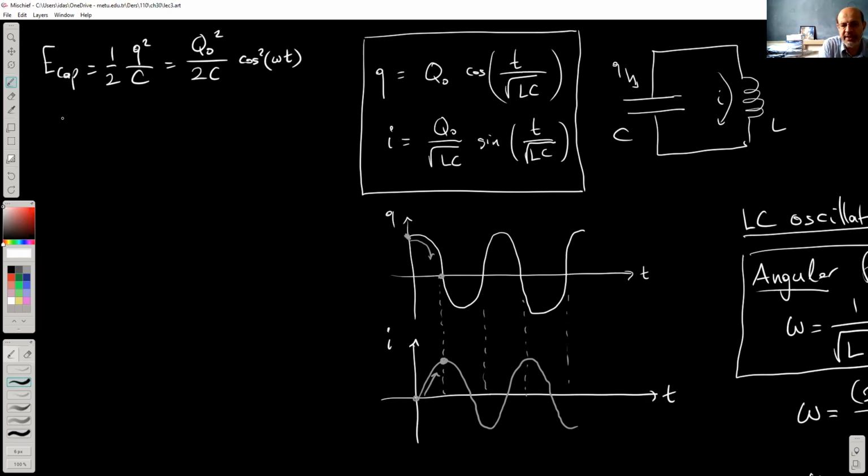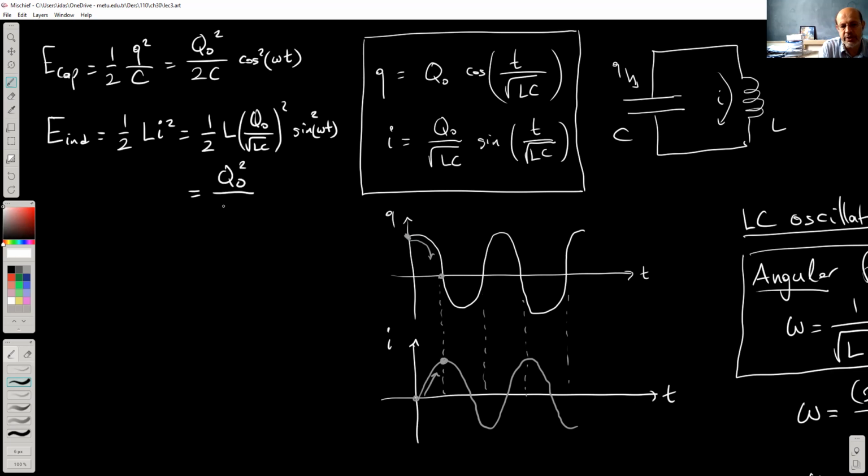Let's also write down the energy of the inductor. In that case, the formula is 1/2 of L times I squared. So that's Q0 over the square root of LC, squared, times sine of omega t squared. When you do the calculation, you're going to see that the coefficient here is the same, Q0 squared over 2C again. If I write it in terms of the initial charge, this is sine squared omega t. So that's the energy of the inductor.